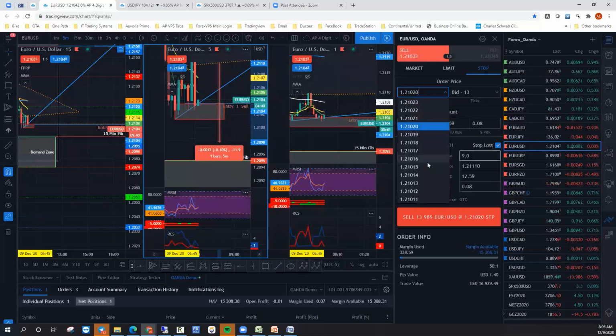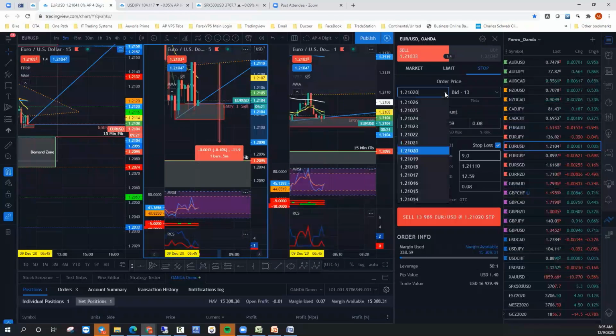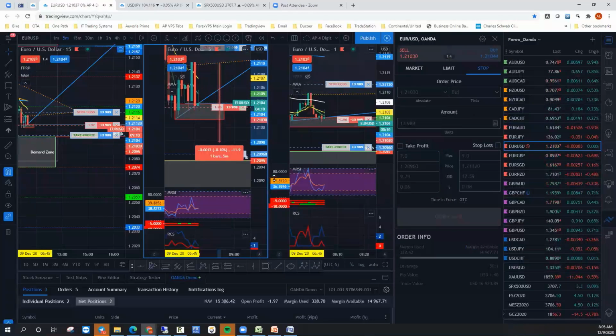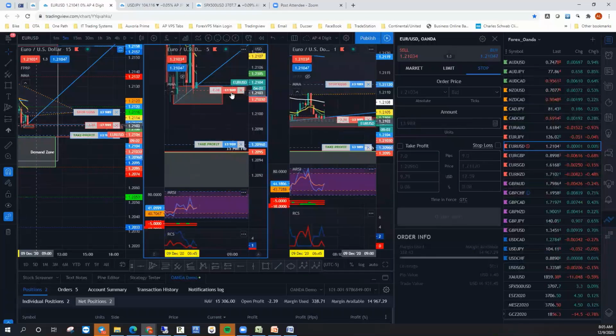Make sure I've got the right account on here. Yep. Sell stop. Where's our price here? So I'm going to put a stop in right about in here, 2103, if I can get it in there. 2103. And we're going to take profit of 7. And we're going to try and get in here and see if we can get this. We're filled. And we have our take profit. It should be about 7 pips.